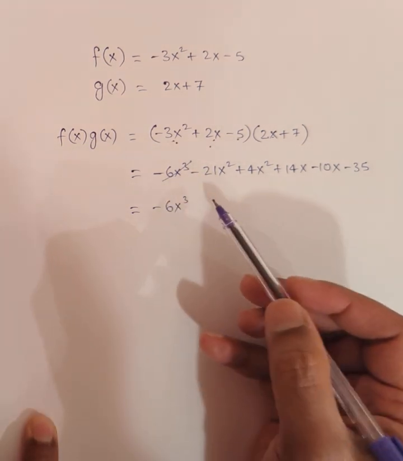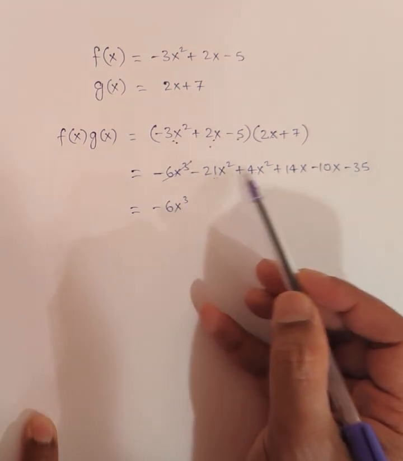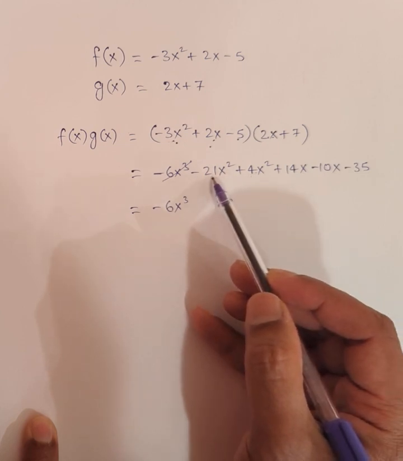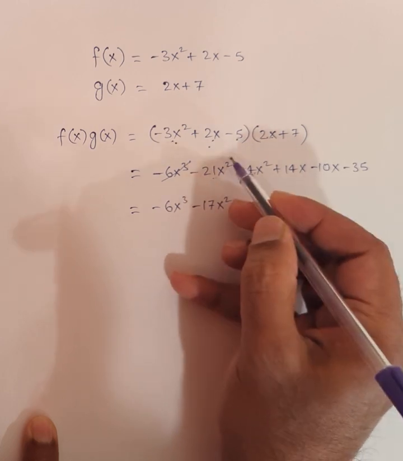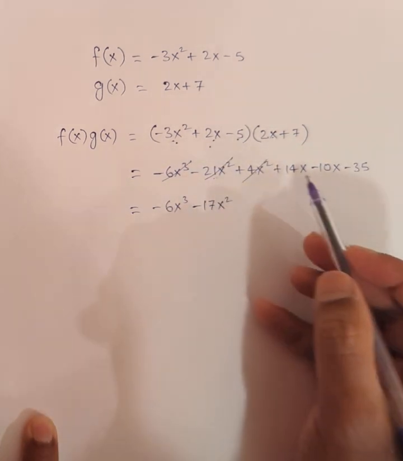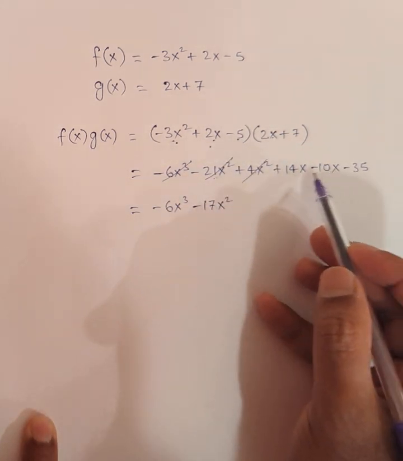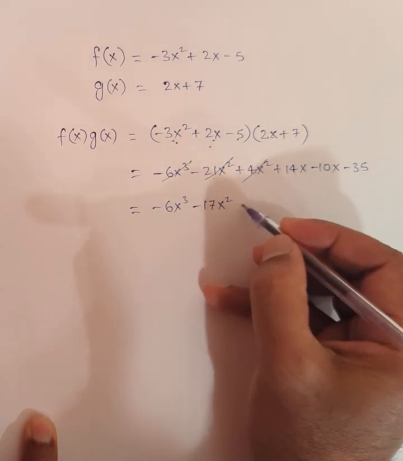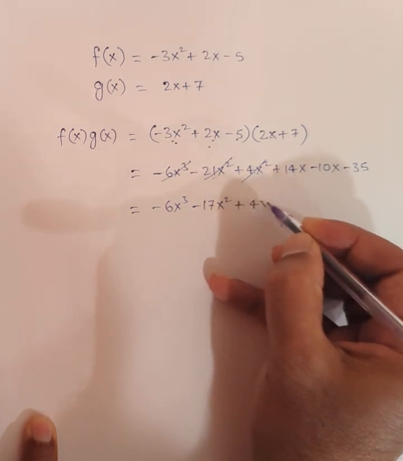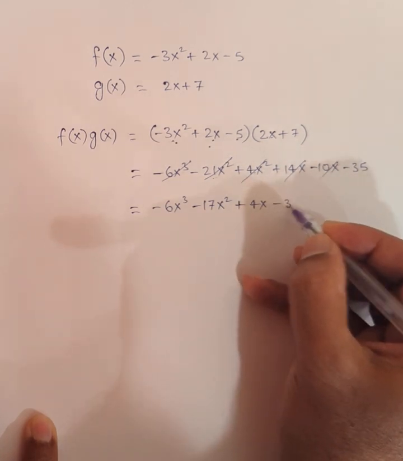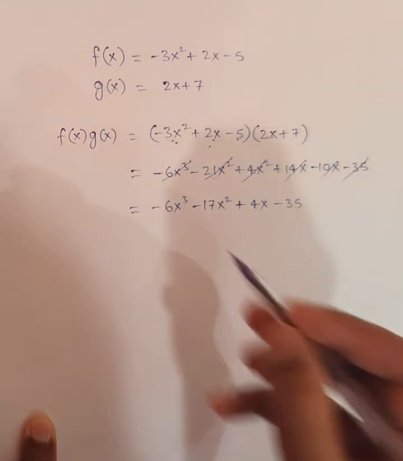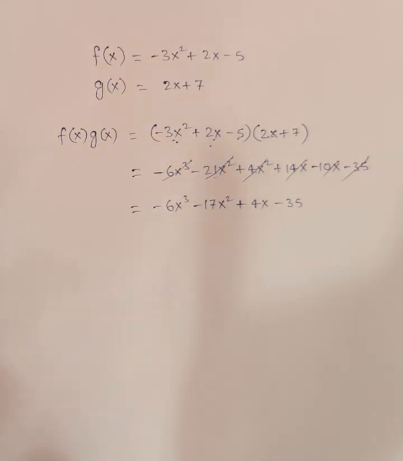Now I will look for x squares. These are the two terms that have x squares in them. Negative 21 plus 4 is negative 17x squared. We cancel them. Then there are two terms that have x's in them. 14 minus 10 is 4x. And finally, this is the only leftover, negative 35. And we are done. So this is how you multiply.